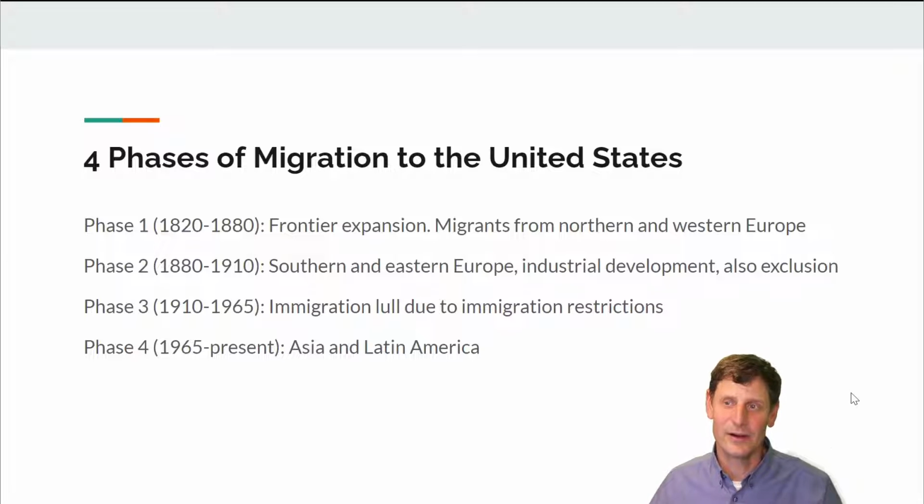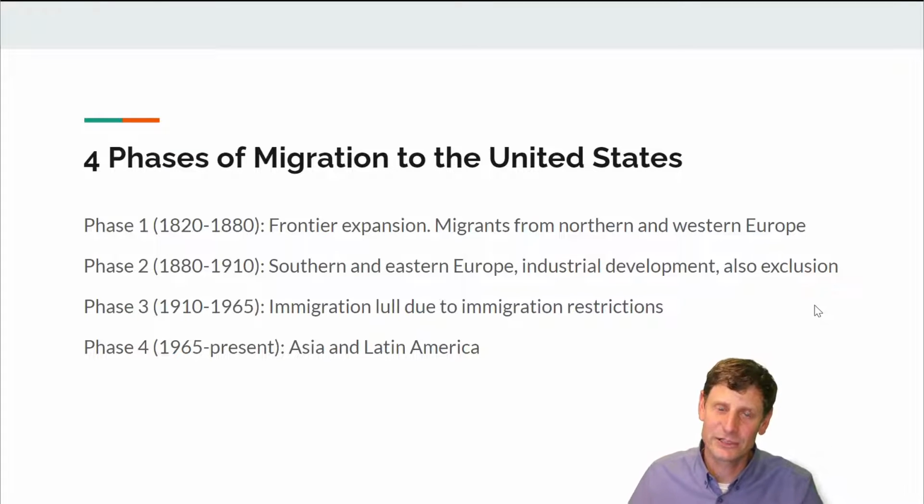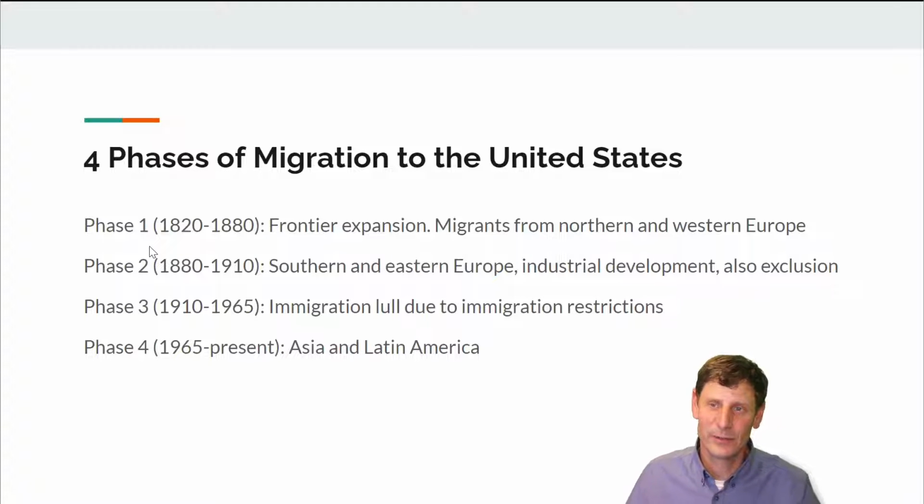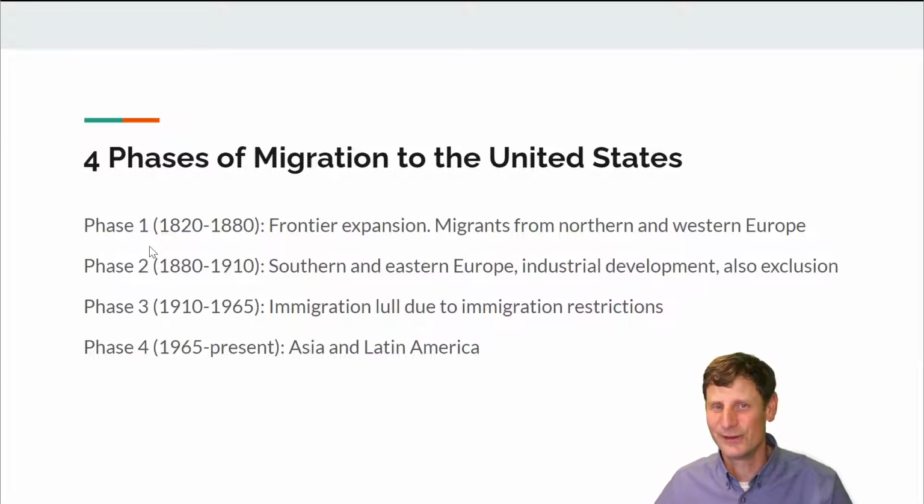Looking at this migration pattern tells us a lot about the past drivers of migration, but also helps us understand what's going on today with migration patterns. So here we have four phases roughly divided, and people might quibble about exactly where each of these phases start and stop, but these are pretty good and worth just considering as they are outlined here.